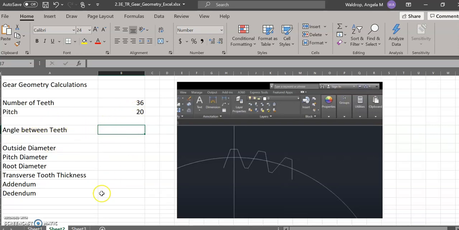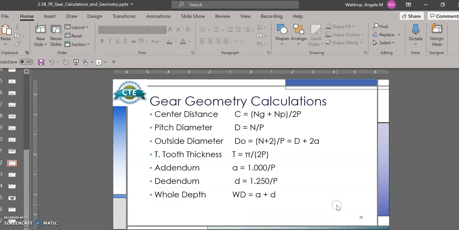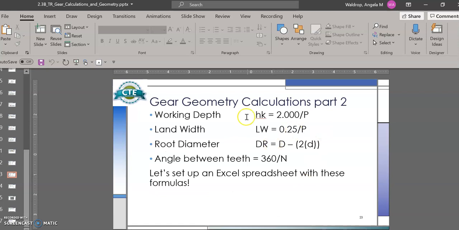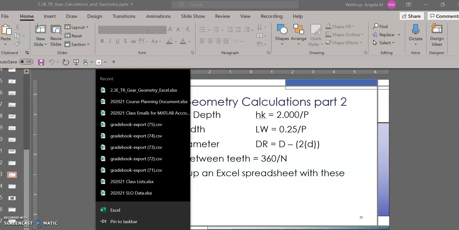Now, before we get started on any of these calculations, I just want to share with you the formulas that we have to do those calculations. This is from one of the PowerPoints in our class, and this has got the calculations for many of the items that we need. And if you look at the second page, we've got a couple of equations we're going to need as well. The first one we're going to need is the angle between teeth. So I'm going to take that, I'm going to go back to my Excel spreadsheet.